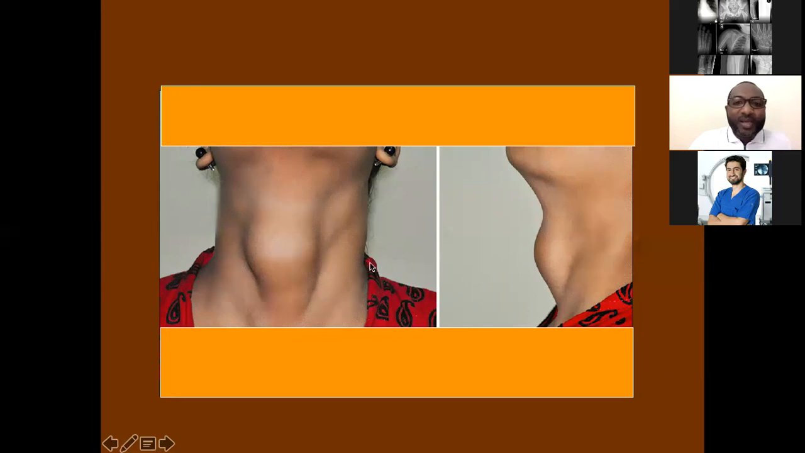Now, another thing that we can see is something like this. You can get a patient with a huge neck swelling in front of the neck, and oftentimes these patients will come with an ultrasound.